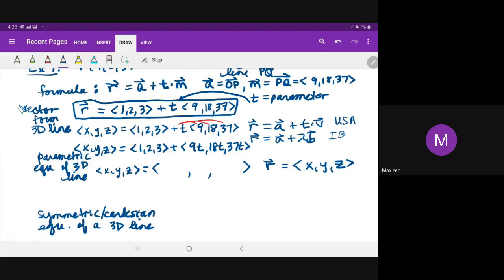Yes. You add the vectors. So to add the vectors, it's 1 plus 9t, and then it's 2 plus 18t, and then it's what? 3 plus 37t. Now, I usually skip both of these steps, okay? So let me put bubbles on both of these steps because I usually skip both of these.